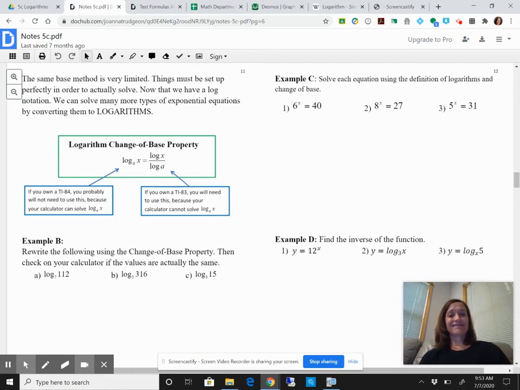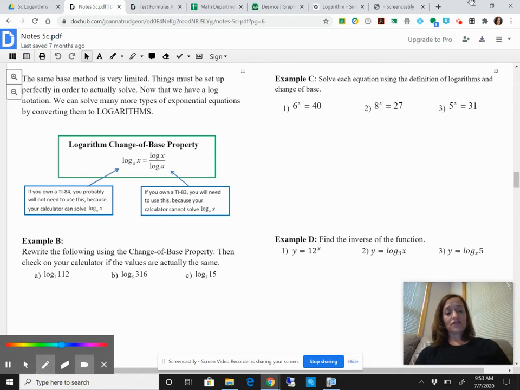And that's not always going to happen, right? So it's a limited method. One way we can solve things is using the definition of logarithms and this change of base method. We know that if it's a base 10 log, we can use that button on our calculator, the base 10 button. And this little change of base property basically says that if you have any base, as long as a is positive there, you can change it to two base 10 logs.